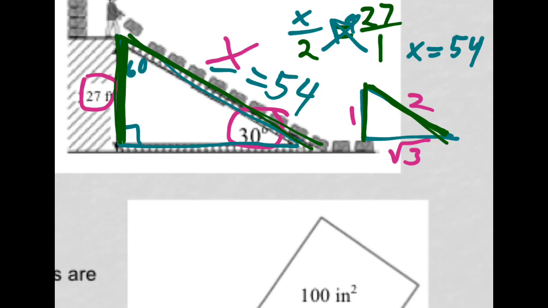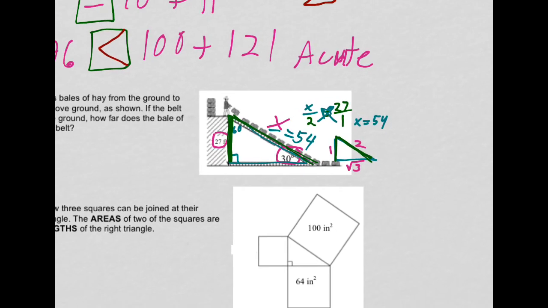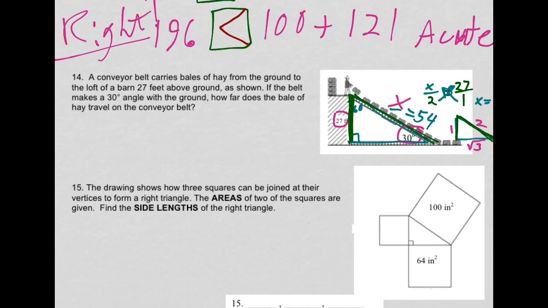All right. How far does the bale of hay travel on the conveyor belt? 54. And important, make sure you put in those units of measurement. 54 feet.